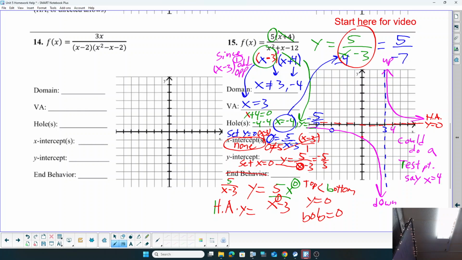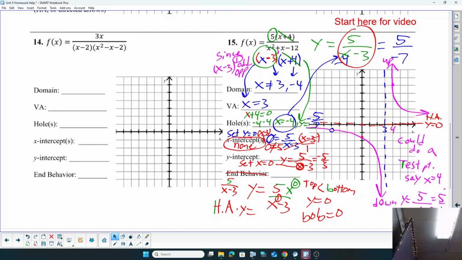And so when you plug it in, 5 over x minus 3 is our equation, and you plug a 4 in there. So 4 minus 3 is 1. So you get 5 over 1. So that means over 4, up 5. 1, 2, 3, 4, 5. So our graph is a bit off, right? Because that's too high, too fast. It should actually be right there. But it's still good enough.